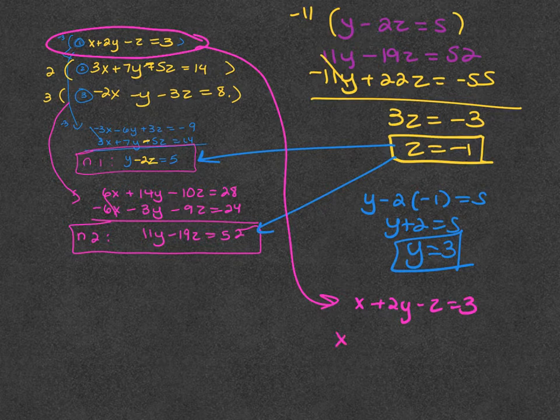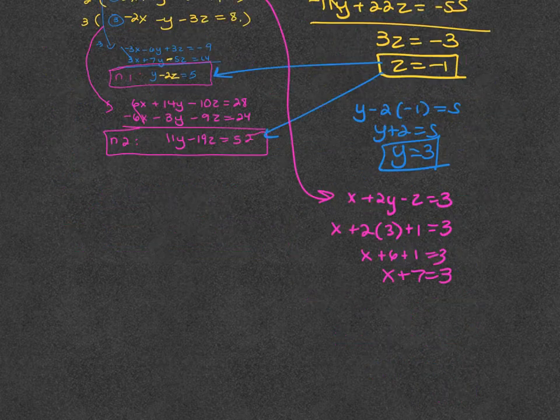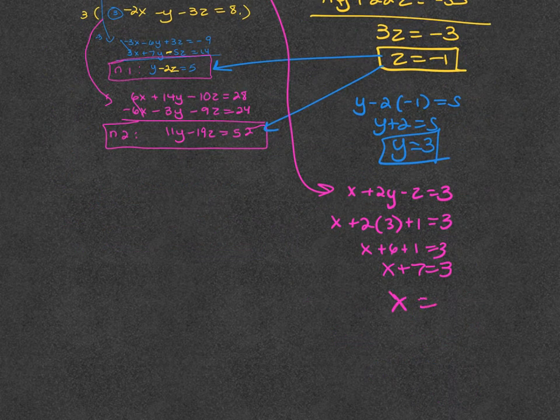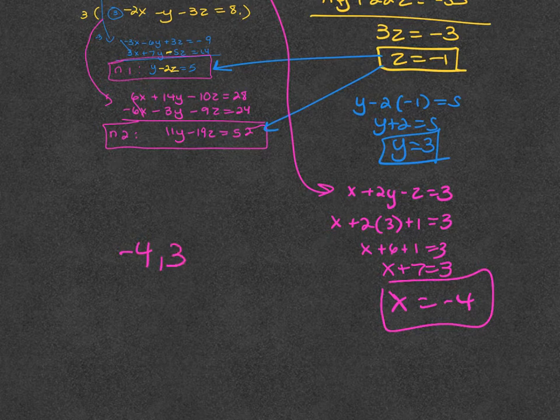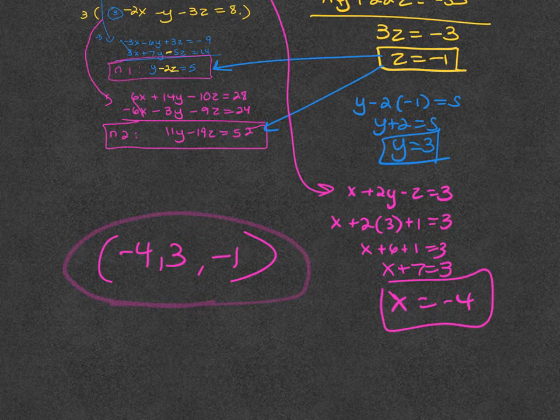And then x plus 2 times 3 minus negative 1 plus 1 equals 3. Plus 6 plus 1 equals 3. And x is negative 4. And then you'll write it: negative 4, 3, negative 1. Questions on that one?